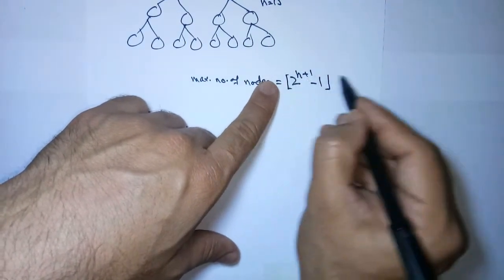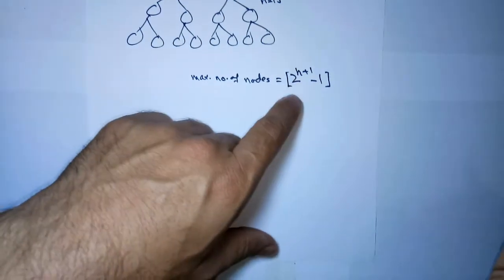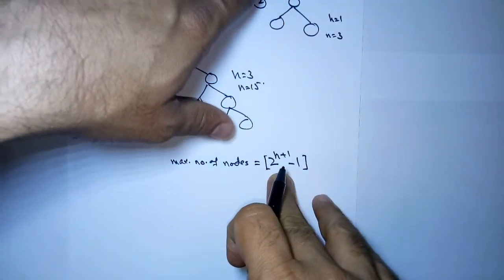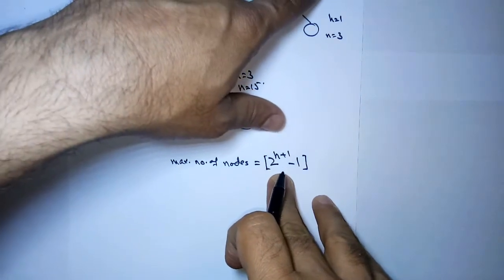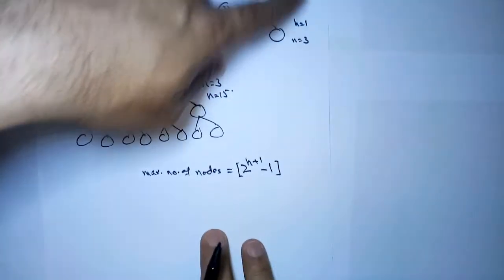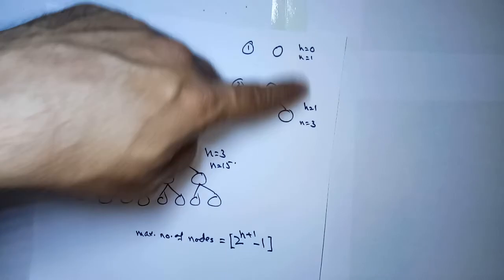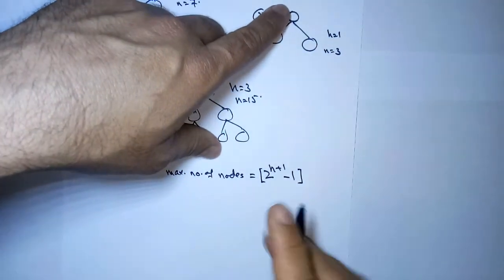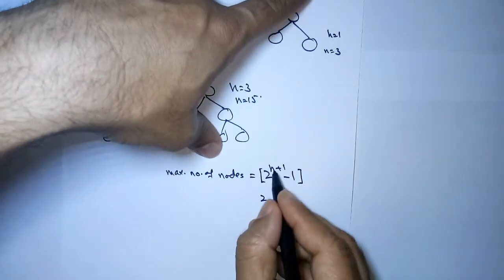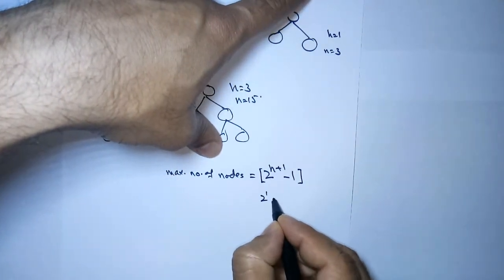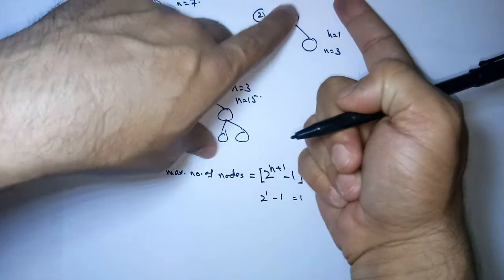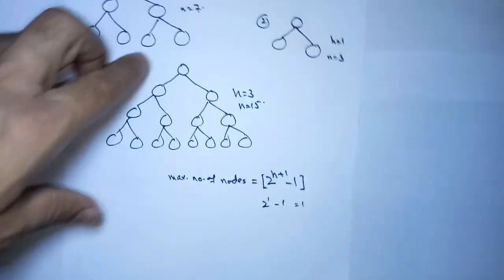Okay, so basically 2 raised to the power h. For example, in this case, we were having only one node, the height of the tree is 0. So if I substitute this 0 in this formula, what could I get? I will get 2 to the power of 0 plus 1, which is 1, minus 1, that is nothing but 2 minus 1, that is 1. So you can see the maximum number of nodes is 1 here, right?